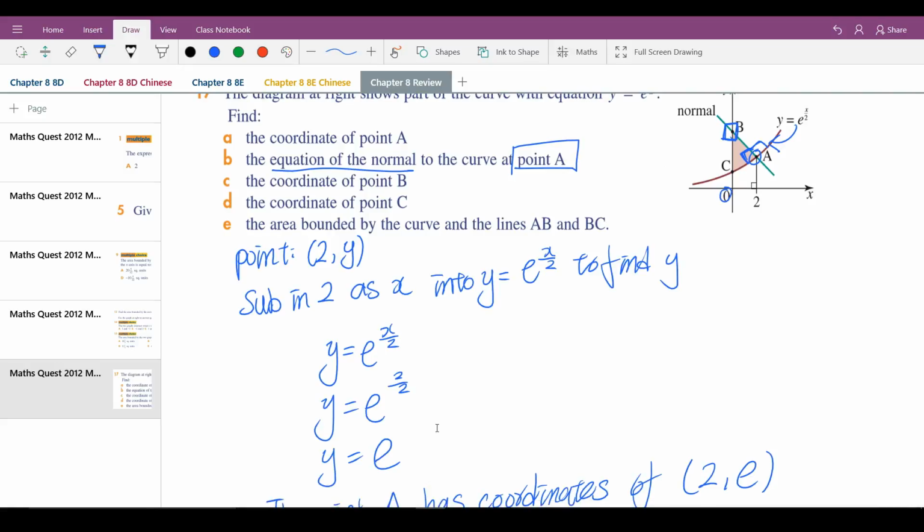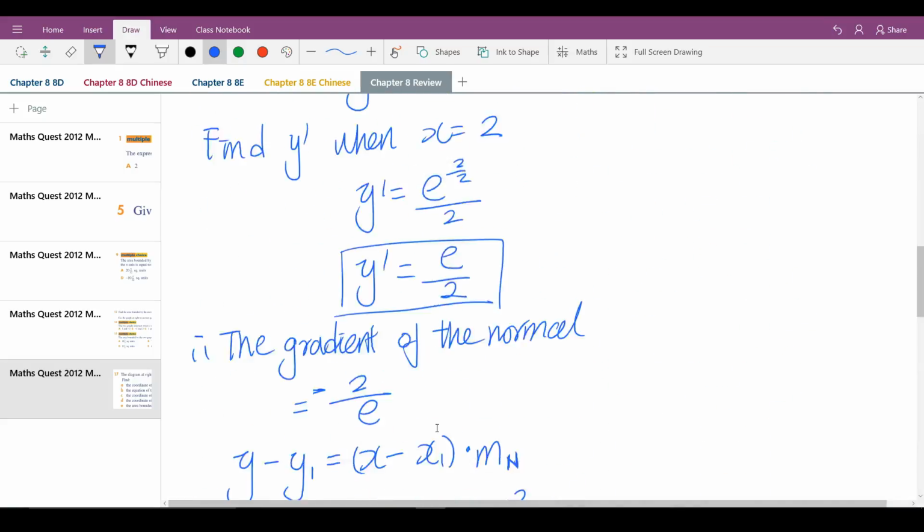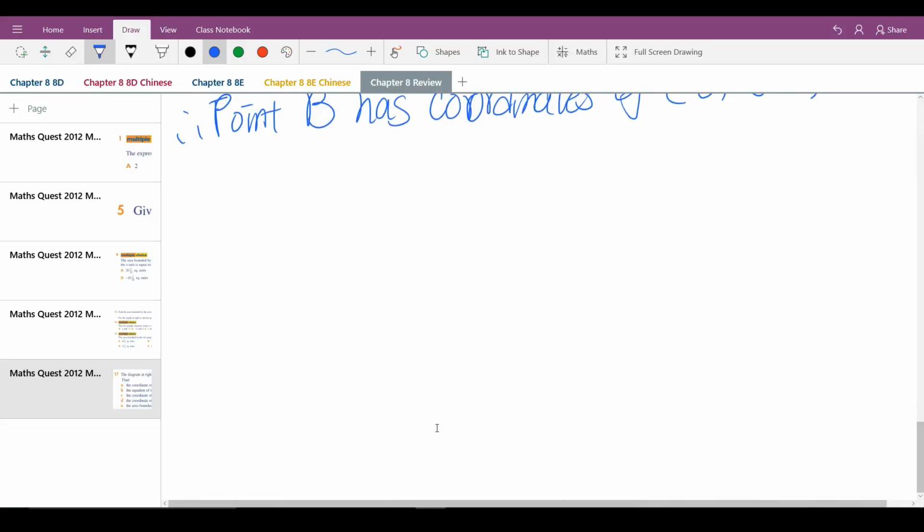Question D. Find the coordinate of point C. So C is on the curve y equals e to the power of x over 2, so we've got the function. And it also has an x coordinate of 0, because it's also on the y-axis. So point C so far we know is 0.